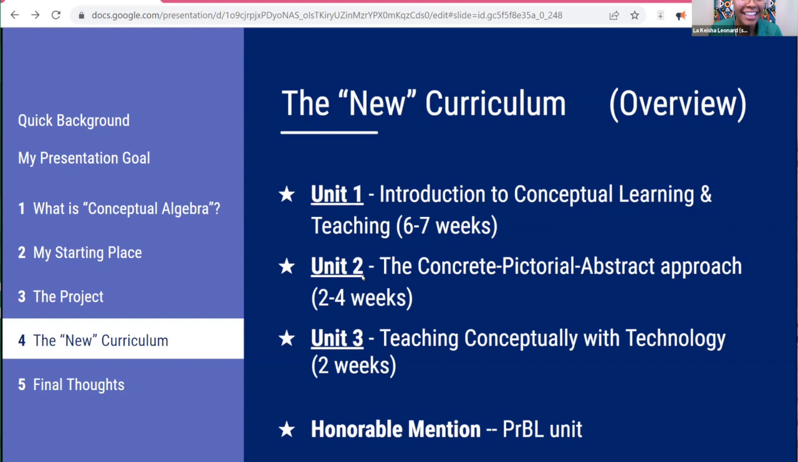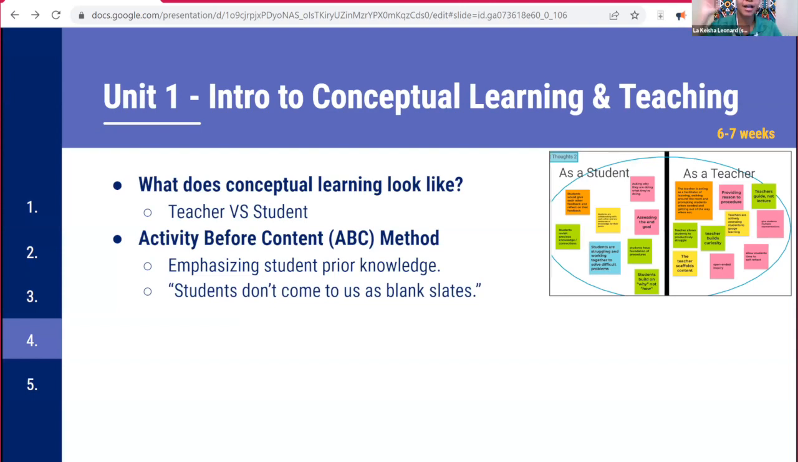I originally had that in my first 2 semesters, but it was too much. It was too much because I wanted them to produce a mini PBL experience. And they were like, I'm struggling with the engage. So I really had to slow things down. So as far as the first unit goes, these are some topics that we covered.